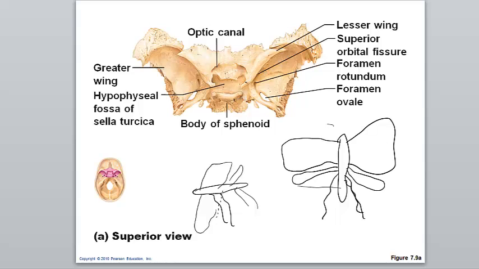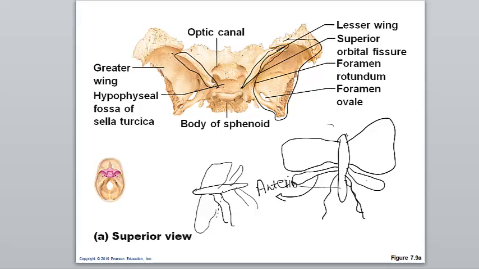So the lesser wing is anteriorly located. So this will be the anterior side. Here's your lesser wing, anteriorly located. Here, you see this horn-shaped structure, that's your lesser wing on both sides. Underneath that, this whole area that you see is your greater wing.